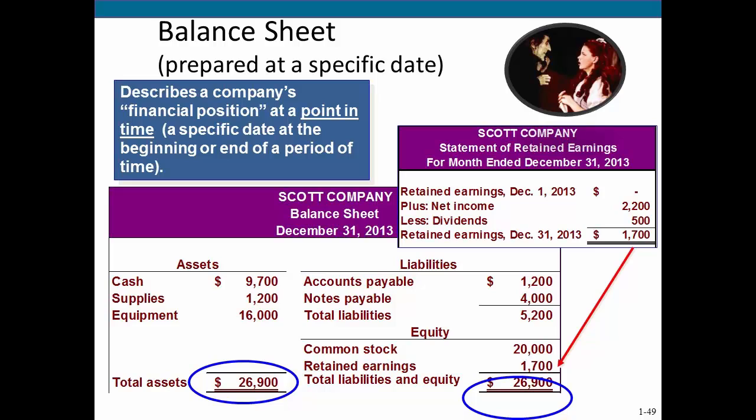For S. Scott Company, total assets are equal to $26,900. This includes cash of $9,700, supplies of $1,200, and equipment of $16,000. Liabilities include accounts payable of $1,200 and notes payable of $4,000. The common stock account has a balance of $20,000, and we just calculated the ending balance in retained earnings of $1,700. Overall, creditors have claims against our assets of $5,200, and the owner has claims to assets of $21,700. You can see that the books are in balance because total assets are equal to total liabilities plus equity.